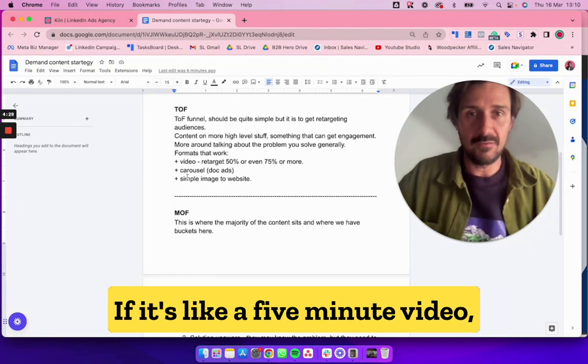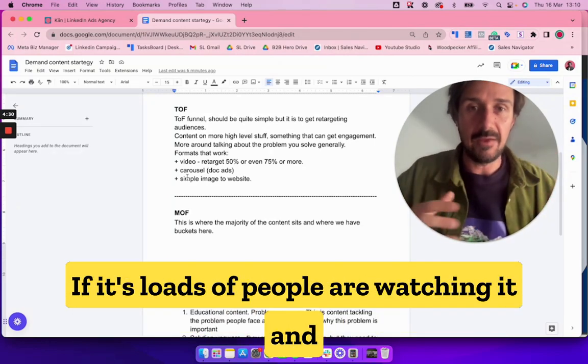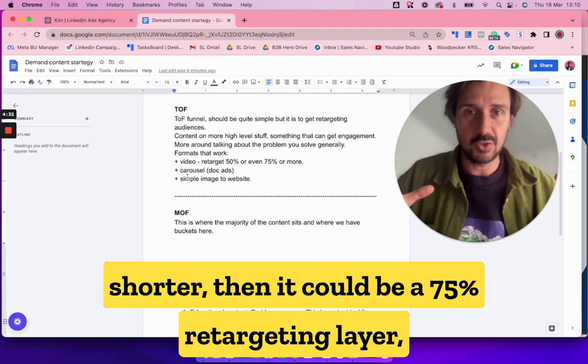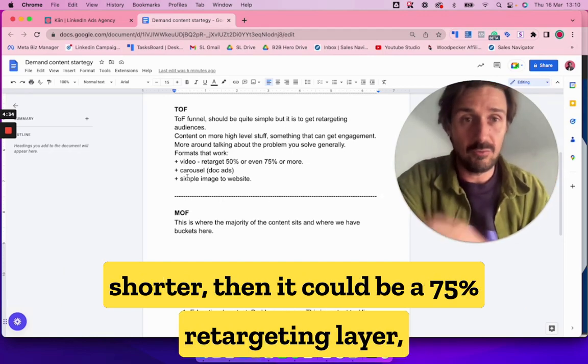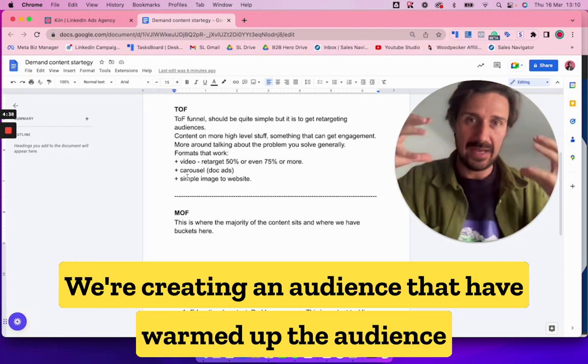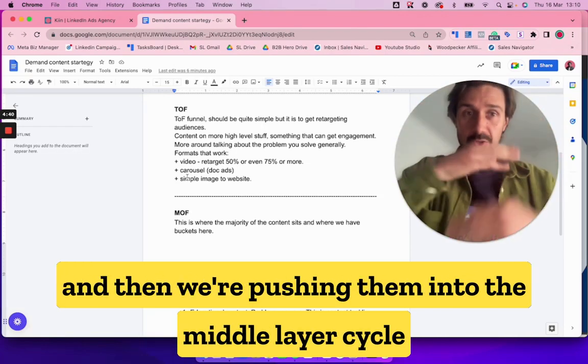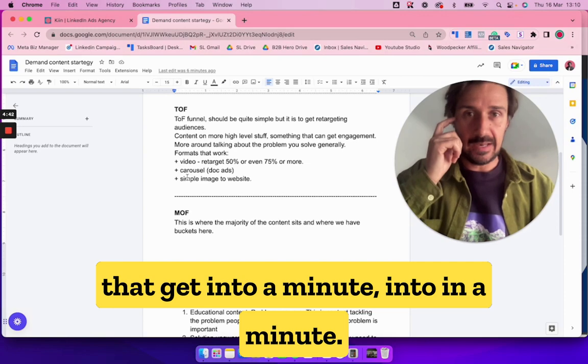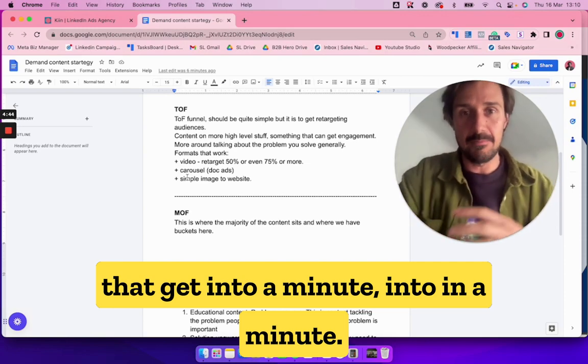If it's like a 5-minute video, it might be more like 50% retargeting. If loads of people are watching it and it's shorter, then it could be a 75% retargeting layer, which then goes into the middle funnel. We're creating an audience that have warmed up, and then we're pushing them into the middle layer, which I'll get into in a minute.